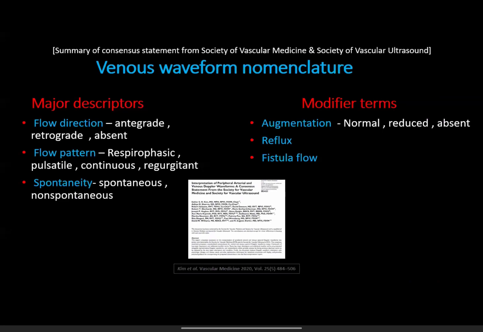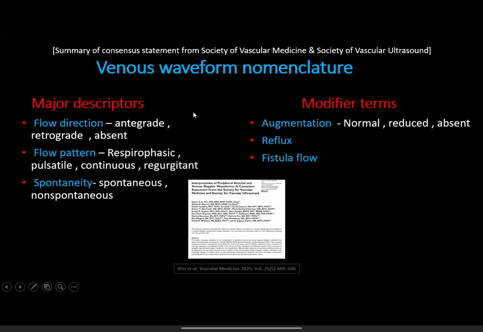So this is the summary of the consensus statement by the Society for Vascular Medicine and the Society for Vascular Ultrasound. This is a very good article produced by Kim et al. in the Vascular Medicine journal, and they suggest certain measured descriptors and modified terms to be utilized while we are describing or evaluating the vascular systems, whether it is the artery or the venous system. So there are certain measured descriptors and certain modified terms.